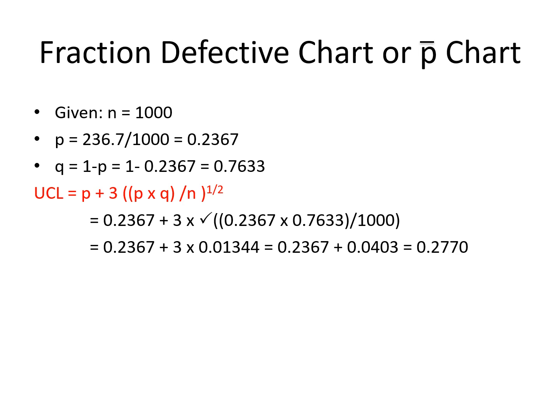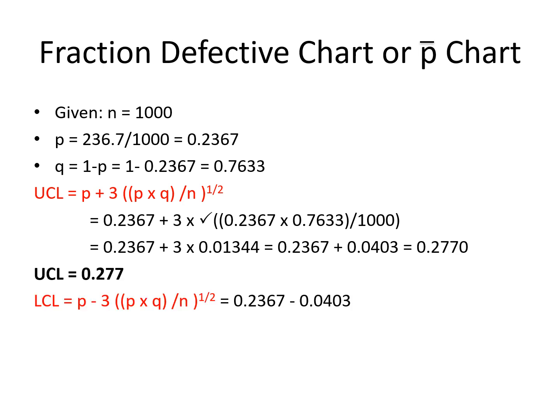The middle line, or the average, is P, which is 0.2367, and we also calculate the lower control limit. So the lower control limit, again with the formula that was given, is P minus... in the upper control limit we had added 3 times the square root of PQ upon N. In the lower control limit we would be subtracting it. The square root of PQ upon N is nothing else but the standard deviation. So in the upper control limit we are adding 3 times the standard deviation to the mean, and in the lower control limit we are subtracting 3 times the standard deviation.